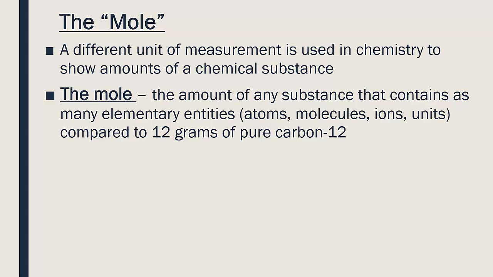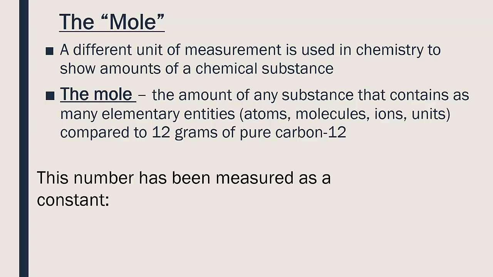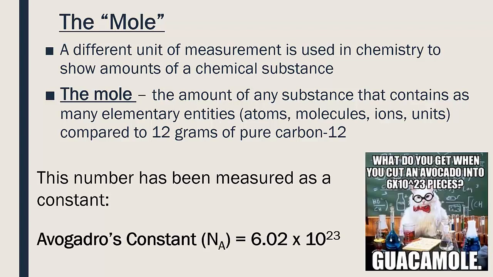And the mole itself is the amount of any substance that contains as many elementary entities, so that's atoms or molecules or ions or units, anything like that, as there are in 12 grams of pure carbon-12. They use 12 grams of pure carbon-12 as a benchmark to compare other stuff, and that's a constant called Avogadro's constant. The number of atoms in 12 grams of pure carbon-12 is 6.02 times 10 to the 23.